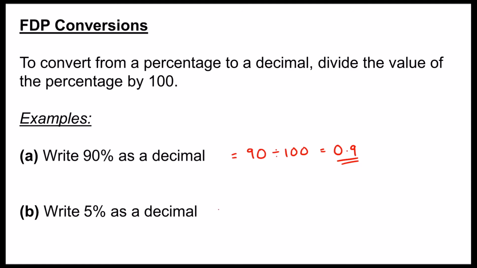In my second example, I'm asked to write 5% as a decimal. So I'd take 5, which is the percentage value, divide it by 100, and this would give me an answer of 0.05. Just take care to make sure your decimal point is positioned in the right place.